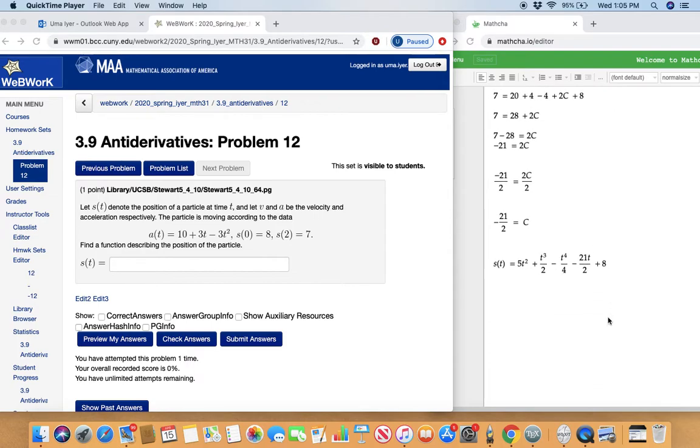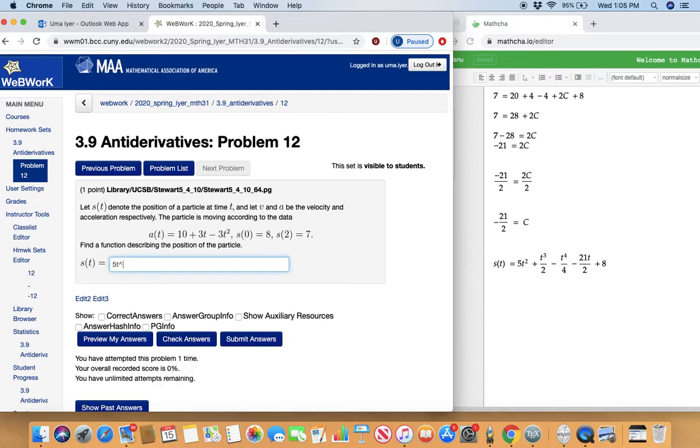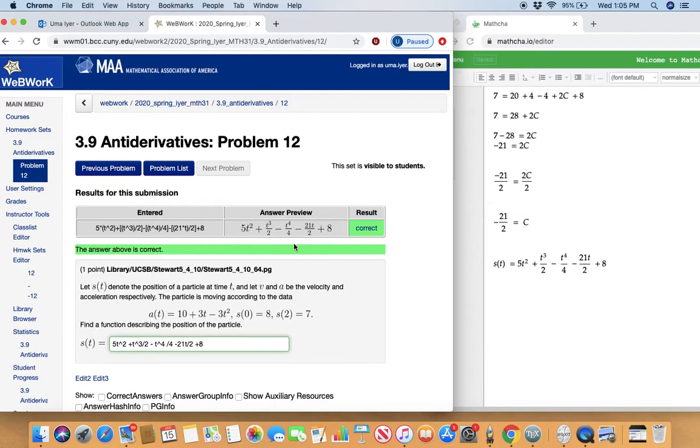All right, so let's type this in. How would I type it in? 5t to the power 2 plus t to the power 3 over 2 minus t to the power 4 over 4 minus 21t over 2 plus 8. Okay, let's see. It's correct.